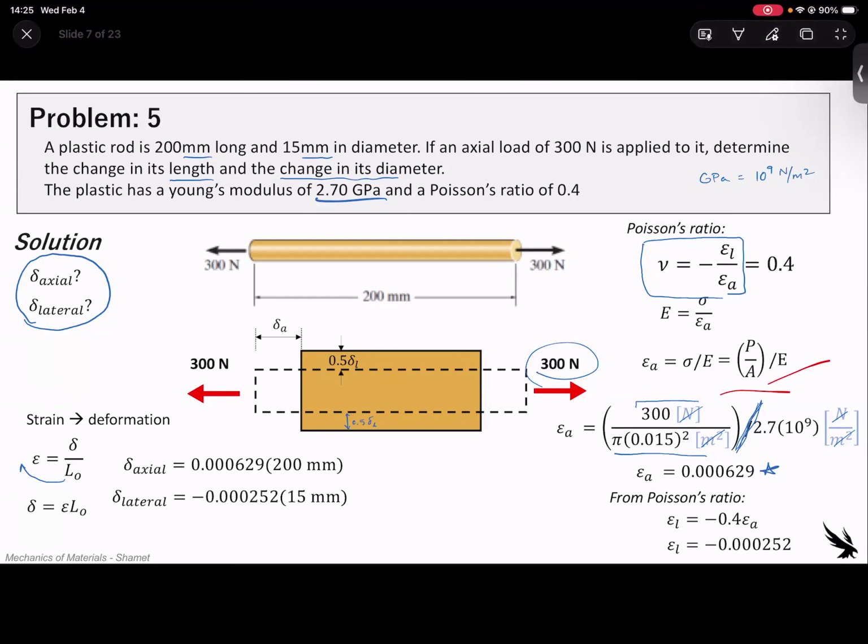And then for the lateral component, the diameter is 15 millimeters, and our lateral strain is 0.00252. So we can solve for these, keep them in millimeters, and these would be our answers here for the change in its length. Remember, change in length, change in diameter. These are deformations. And deformations in our world are expressed by that little delta value there. So this would be the answer.